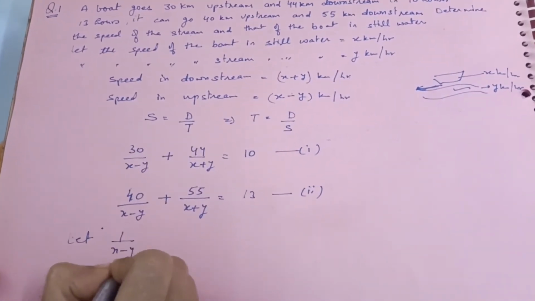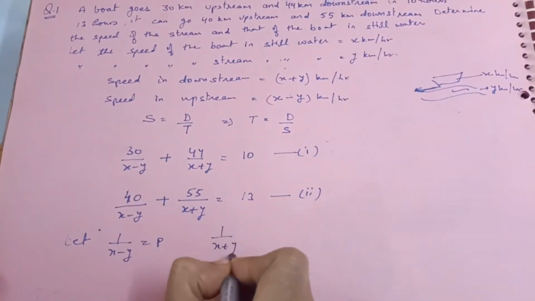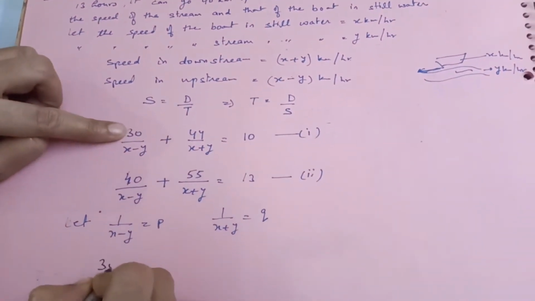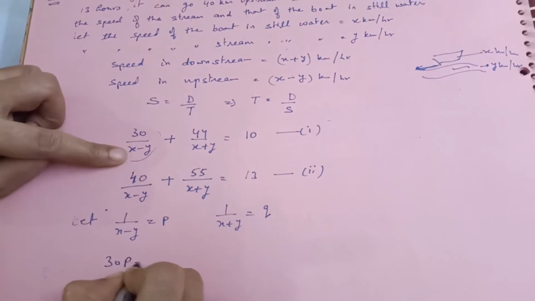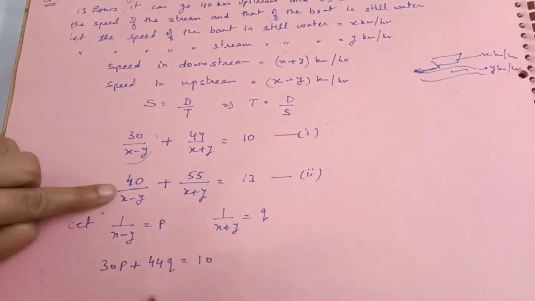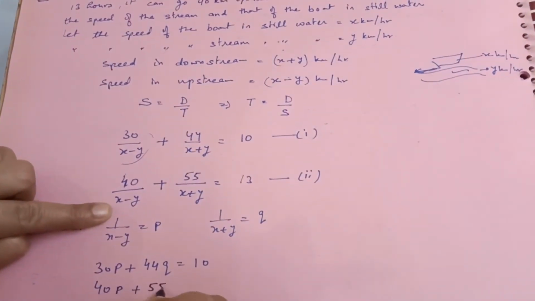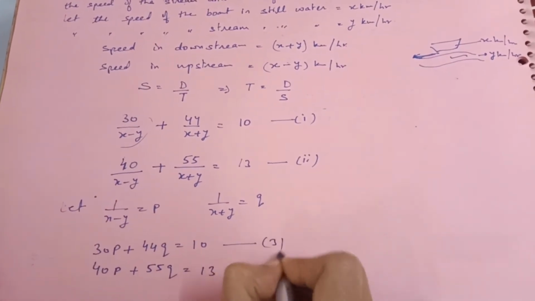Let 1 by (x minus y) equal p and 1 by (x plus y) equal q. So the first equation will be turned into 13p plus 44q equal to 10. The second is 40p plus 55q equal to 13. Now it is the third equation, that is the fourth.